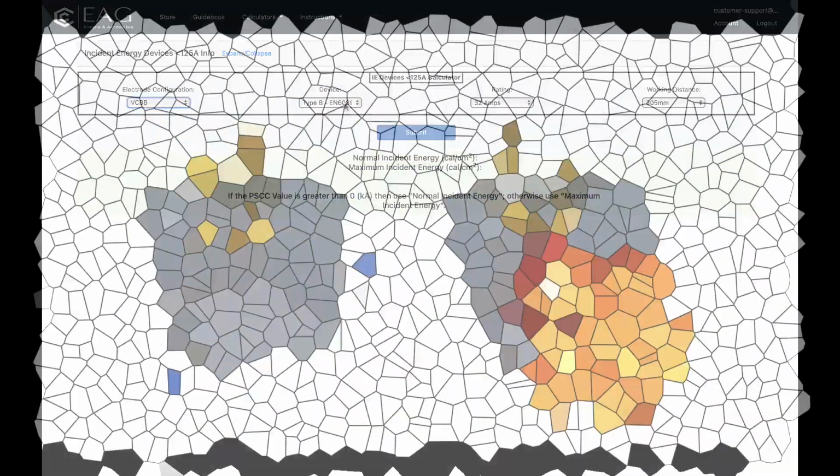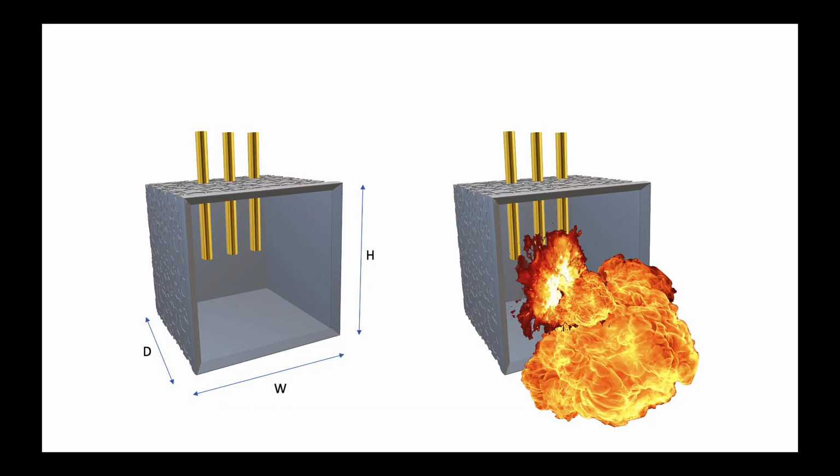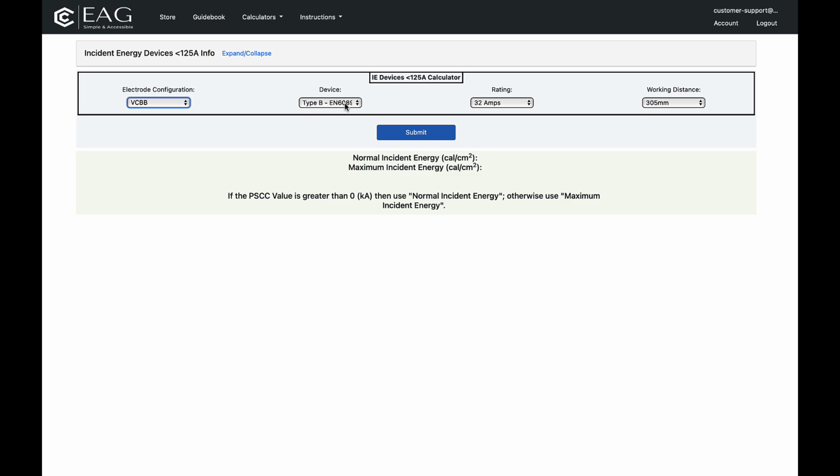For the sake of simplicity, there are no enclosure dimensions with this calculator, so the results will be conservative, and a more accurate figure can be obtained if you use the instant energy calculator, where enclosure dimensions can be entered should this be found to be necessary.